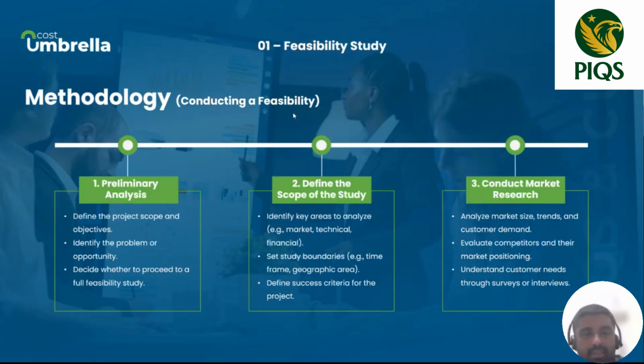Can we go to the next slide, please? So remember, this is not the preliminary analysis of the project, right? This is the preliminary analysis for conducting a feasibility study. As I told you, you have to have a clear picture about what you're going to do. So obviously you need to know the definition of the project. Define the project scope and objective.